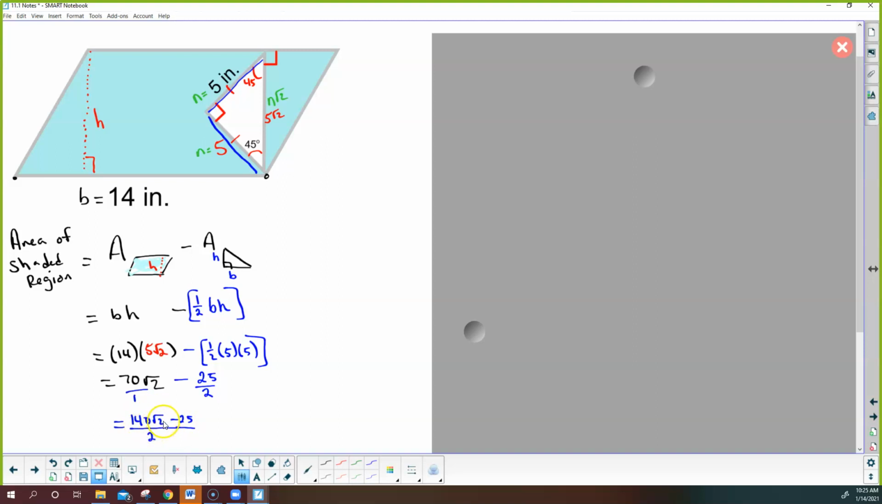And this, again, I kind of showed you, this is not a super friendly answer. I would either stop here or here for my answer. And then it is inches squared because this is the shaded region. So that would be the blue region with the triangle cut out.